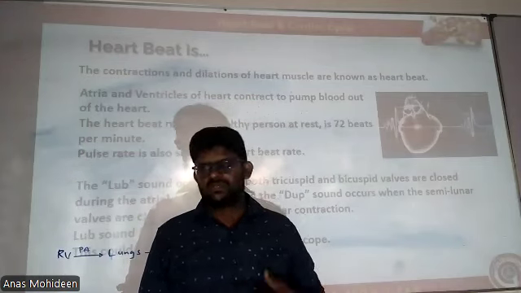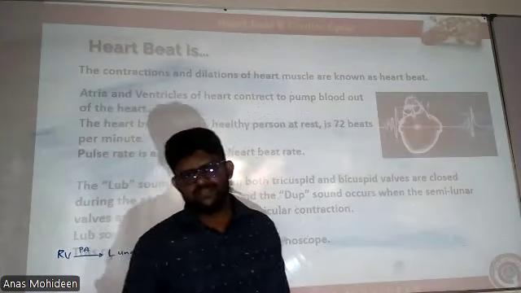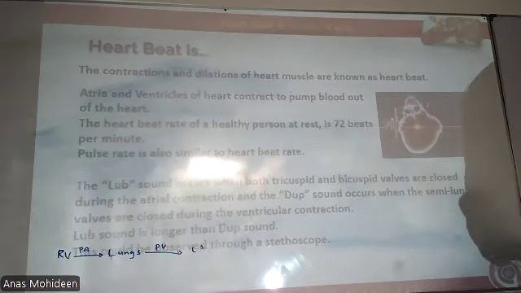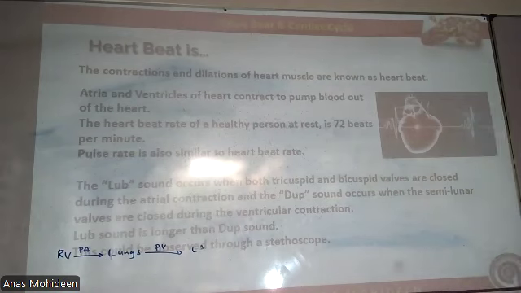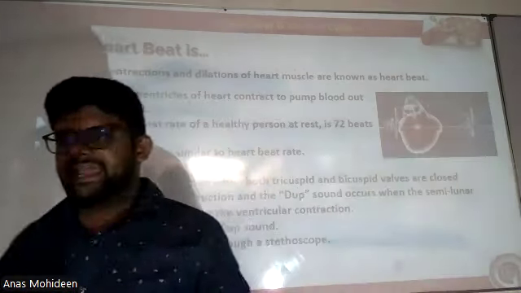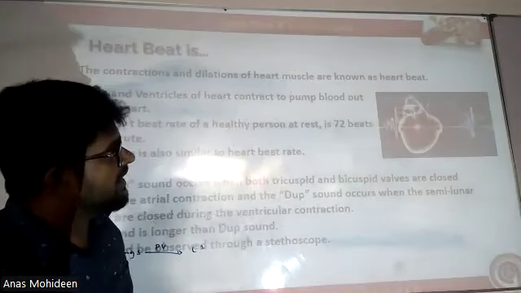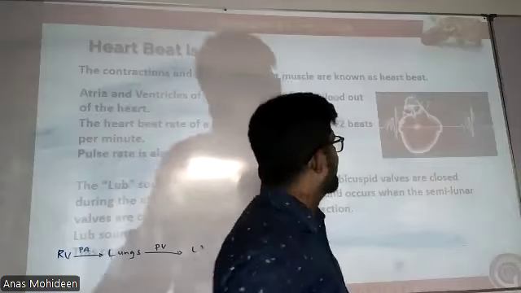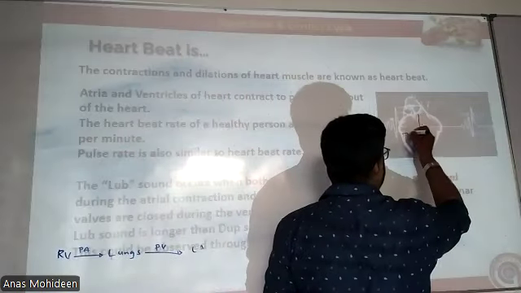This cardiac cycle goes through 3 stages. What are the 3 stages? Diastole, systole, and interval. Diastole means atrial contraction. The heart is divided into 4 chambers, right?